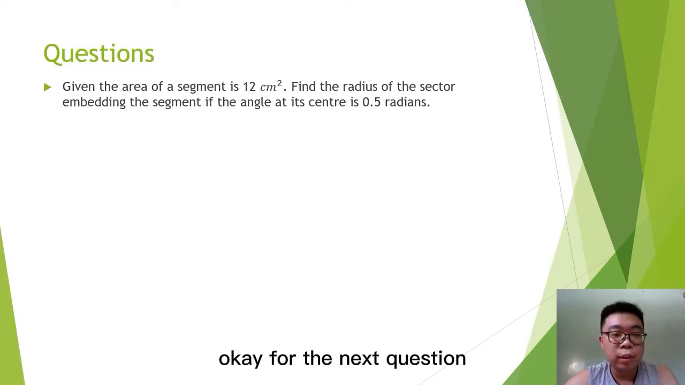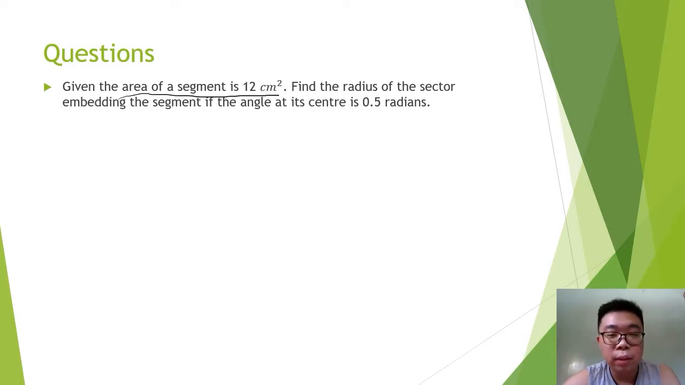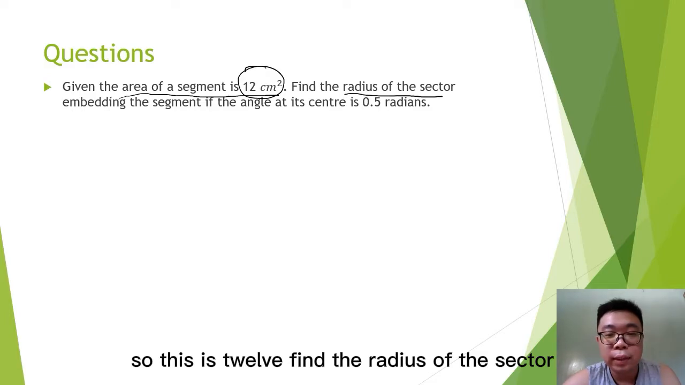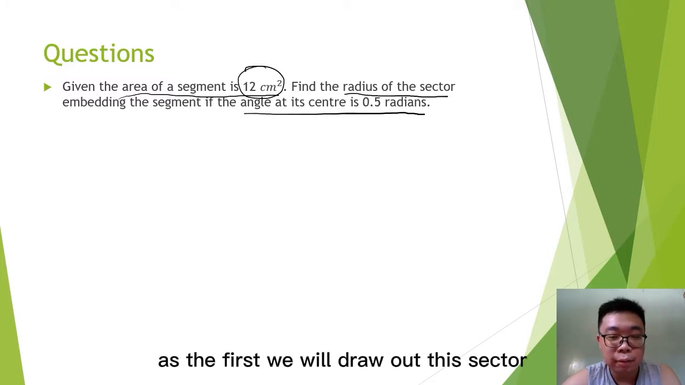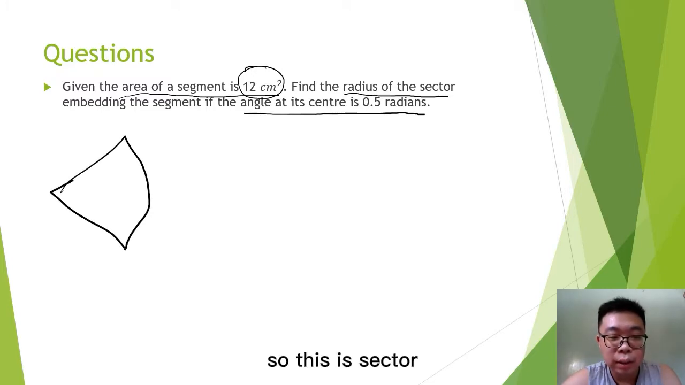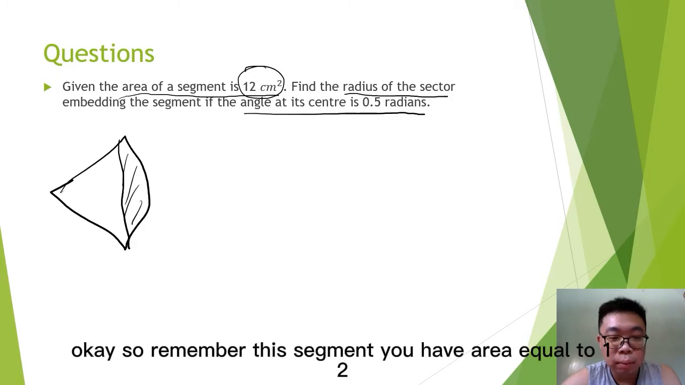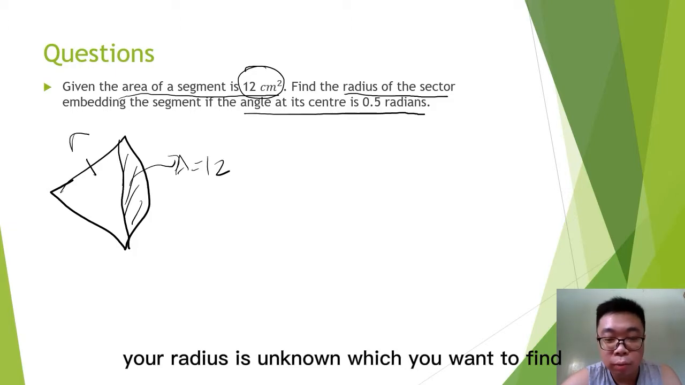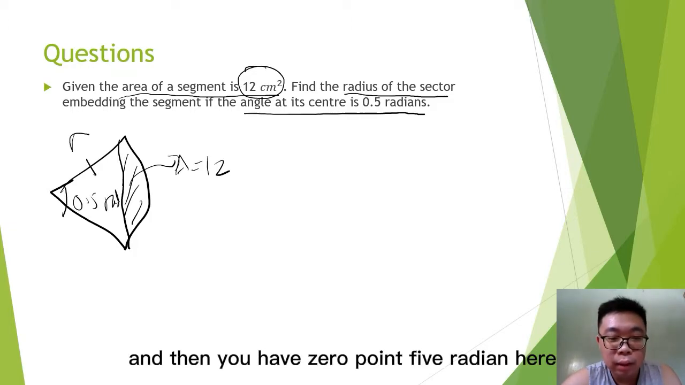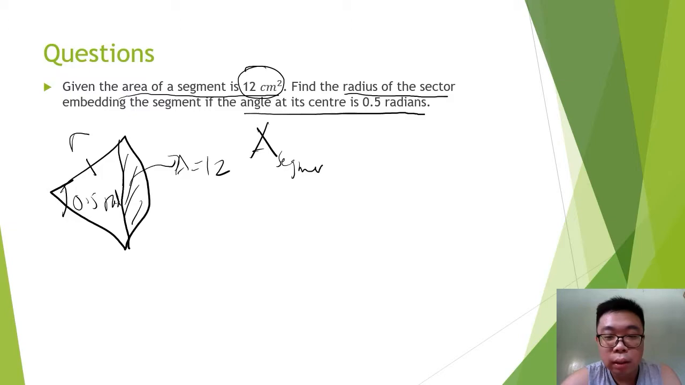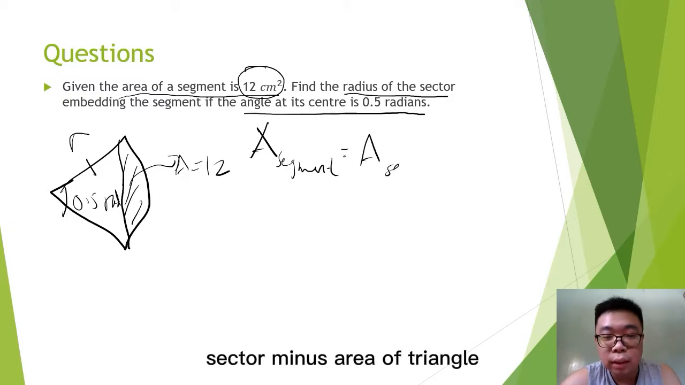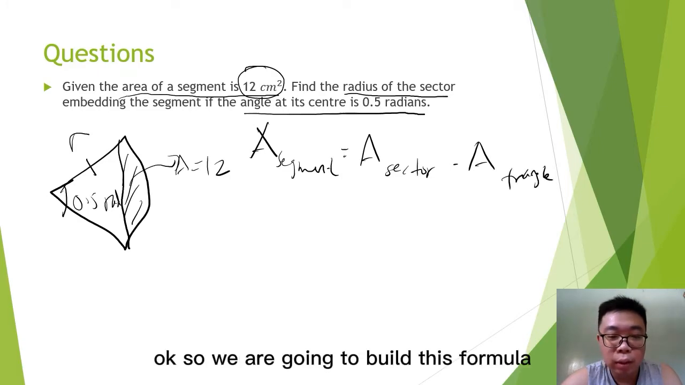Okay, for the next question, you are given the area of segment is 12. So this is 12. Find the radius of the sector if the angle at the center is 0.5. So as the first step, we will draw out this sector. So this is sector, this is segment. Okay, so remember this segment, you have area equal to 12. Your radius is unknown, which one you want to find, and then you have 0.5 radian here. Okay, so at the same time we are going to put formula. So area of segment, this formula equal to area of sector minus area of triangle.